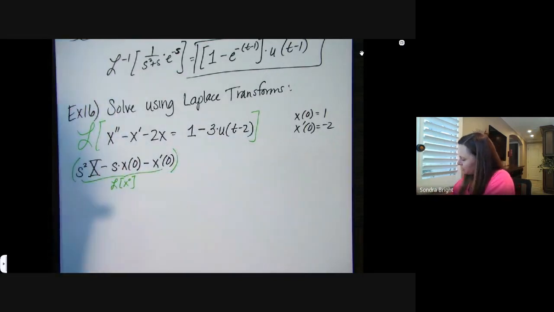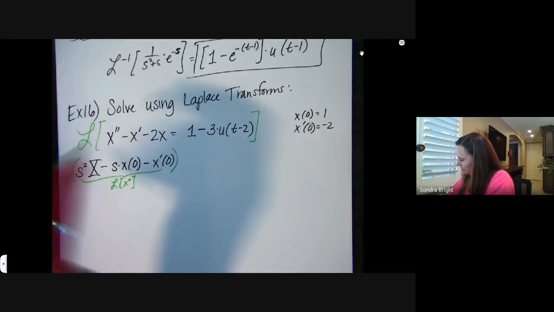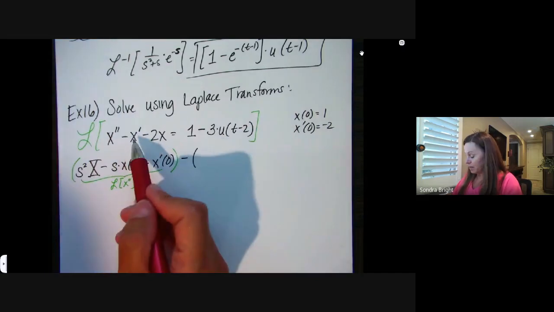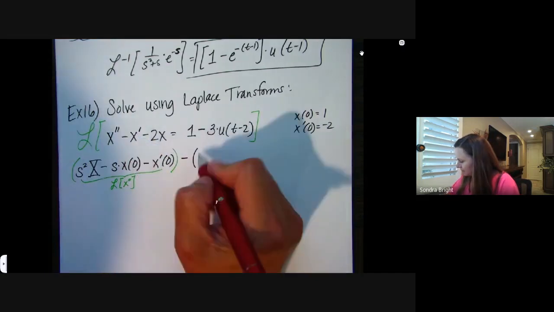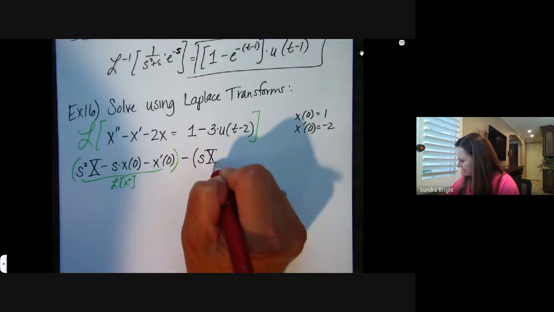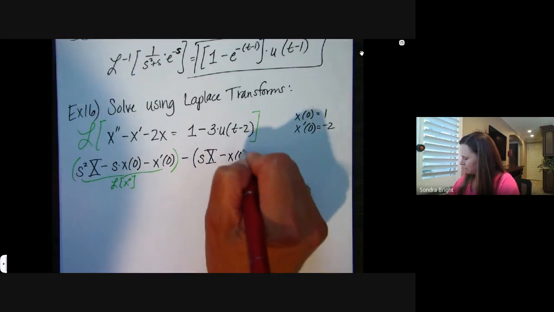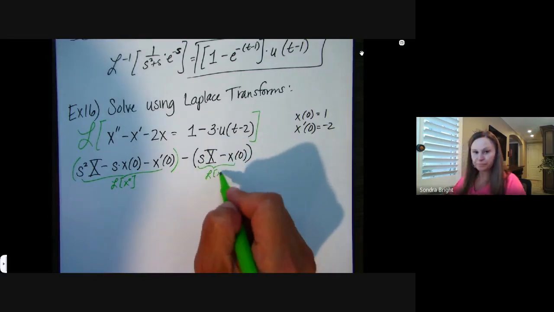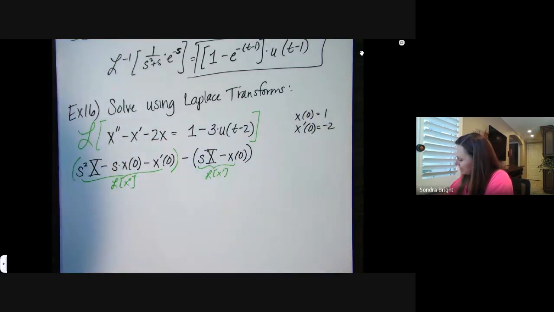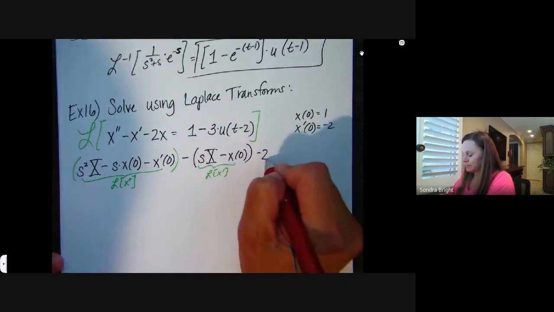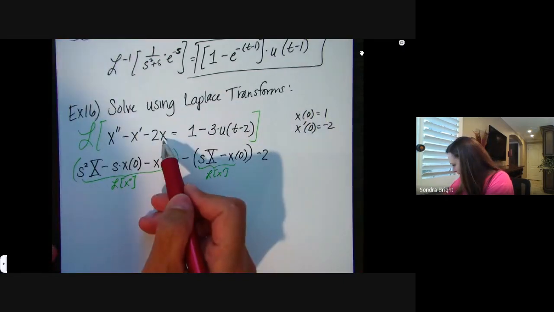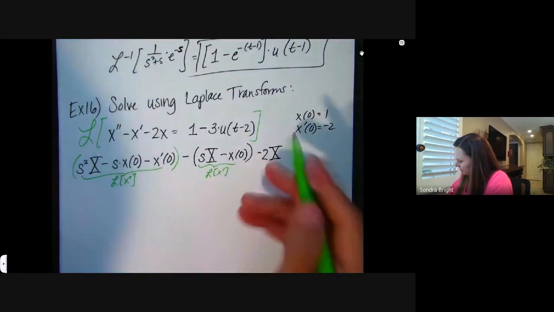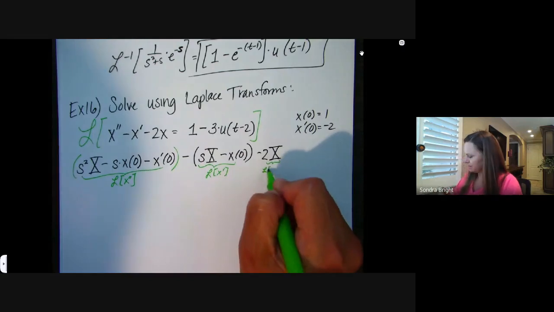Then I'm going to subtract from it, and I'll put parentheses, the Laplace transform of x prime, which is s times capital X minus x of 0. So this guy is the Laplace transform on x prime. And then I have minus 2 times the Laplace transform of x, which is capital X. So this was the Laplace transform on x.